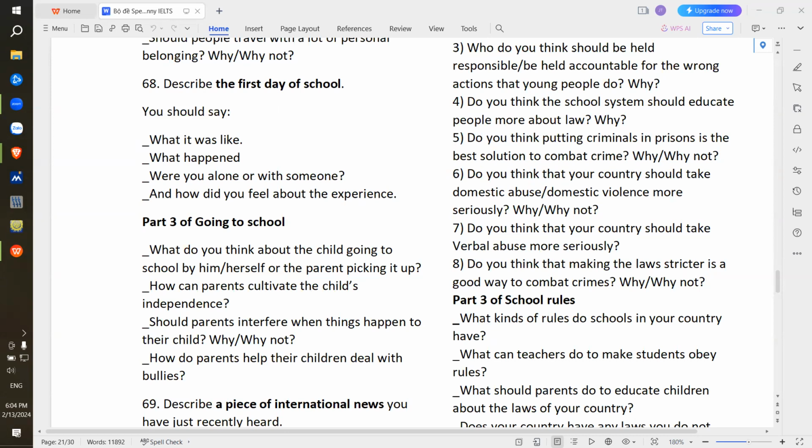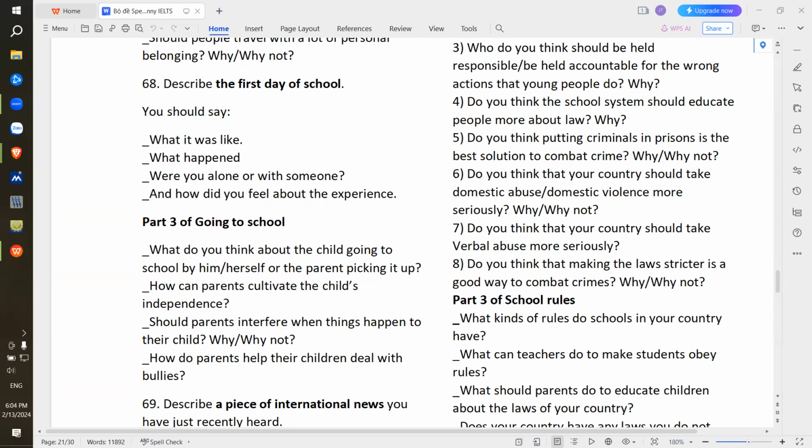So remember that experience, countable, means a particular event you went through. But experience, uncountable, means experience in the sense of accumulated skill. So be careful with that. Experience can be experiences, meaning those events. Yeah. All right, and then part 3 of going to school.